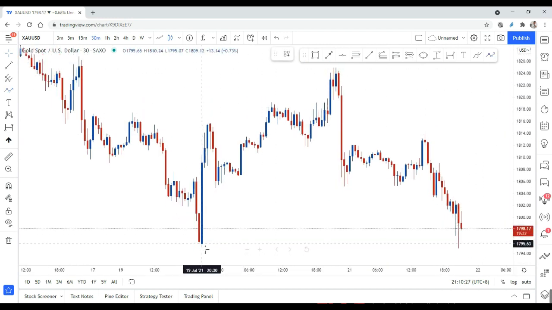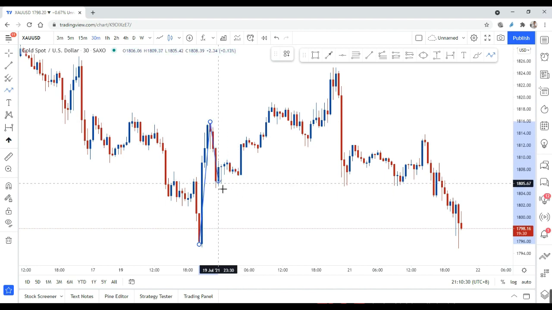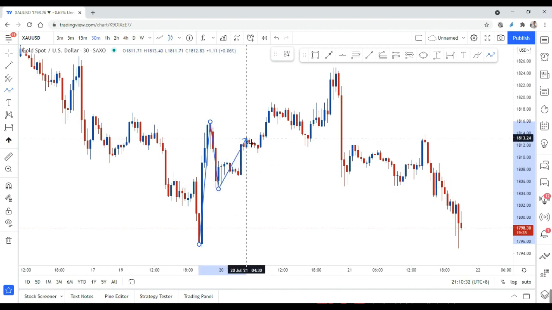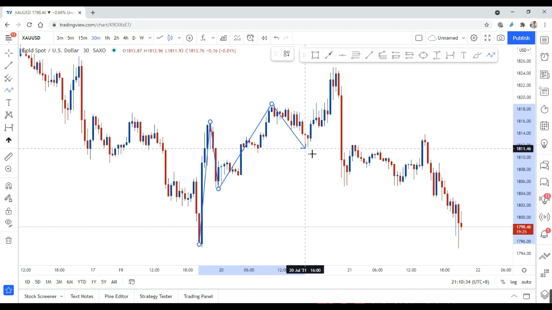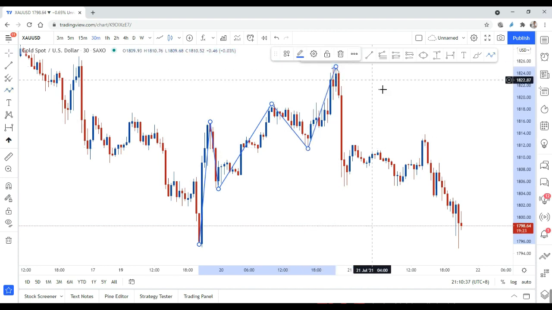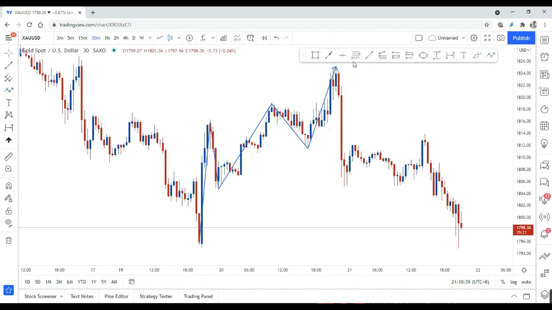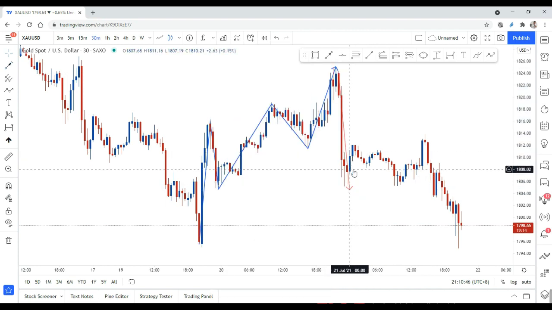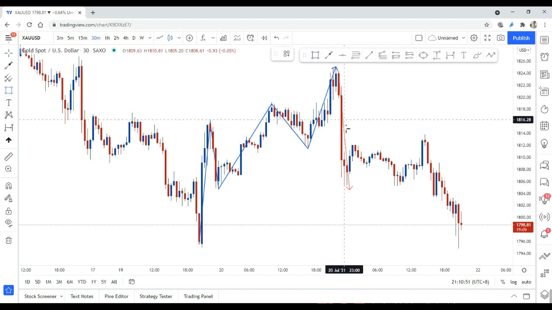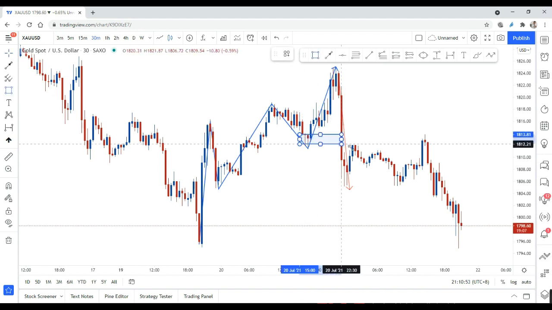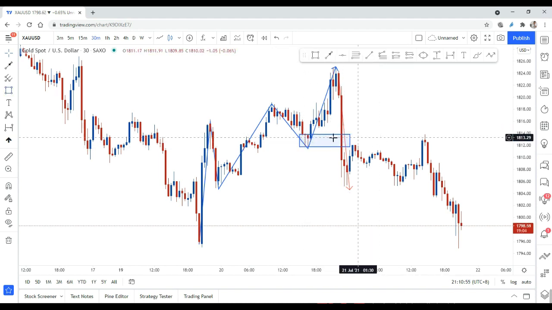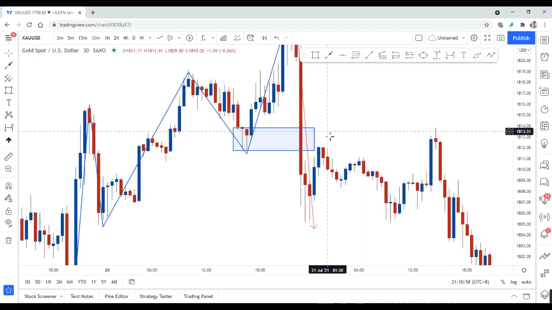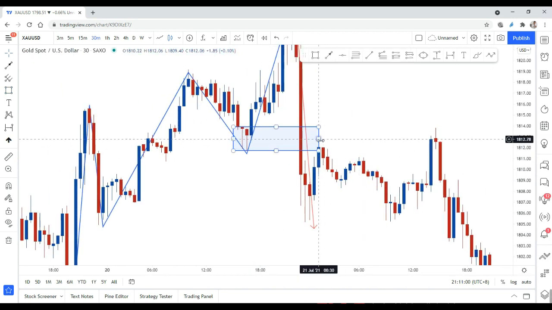So the price, if you can see, is making a higher high, higher low, and then a higher high. Ultimately, what happened was that the price dropped significantly. Then the price now comes back to this area. Previously, this is my demand zone. This will be my marking of the demand zone.